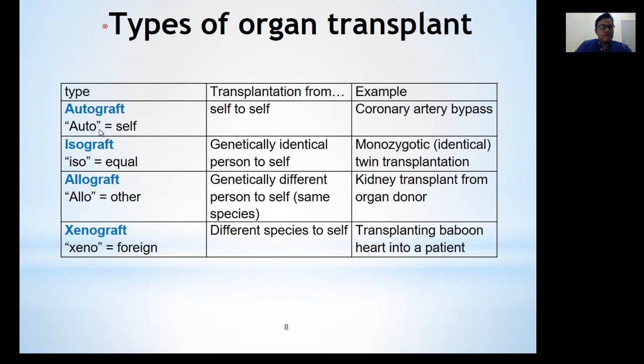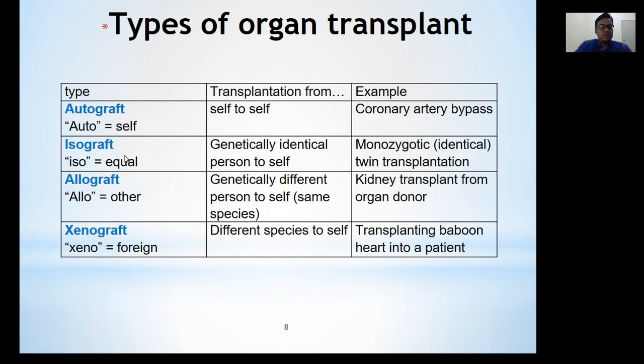So the best will be autograft. Auto means self, transferring tissues or cells or organs from the same individual to his own body. So this is a transplantation from self to self. So we expect a 100% success rate, because there shouldn't be any rejection by the immune system, because the immune system will recognize all the antigens as their own. For example, in coronary artery bypass, where an artery from a different part of the body is transplanted into the heart of the same patient.